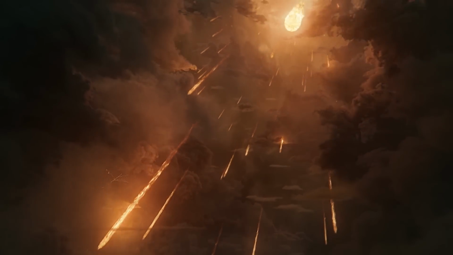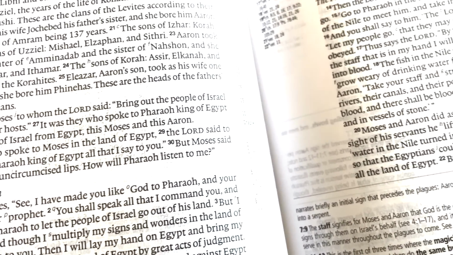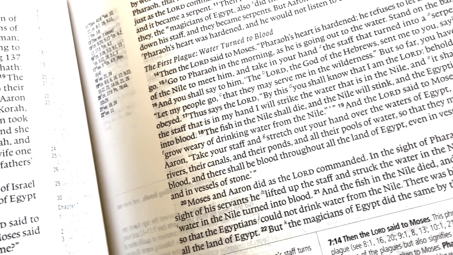However, there are numerous problems with this hypothesis. When we look at the data, it makes more sense the 10 plagues of Egypt was originally written as a unified narrative.